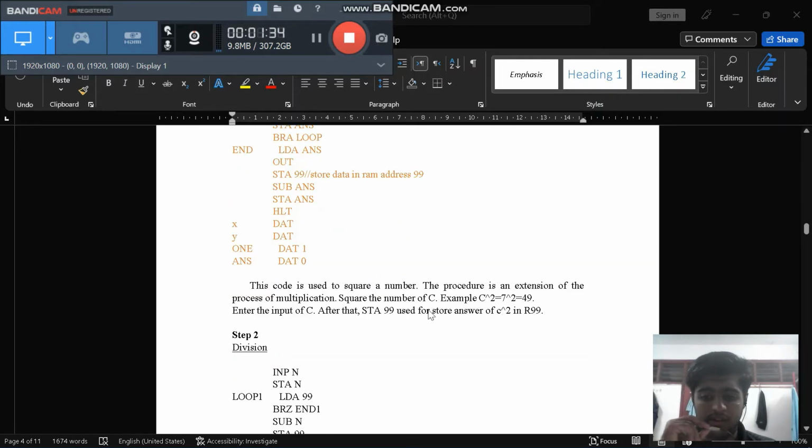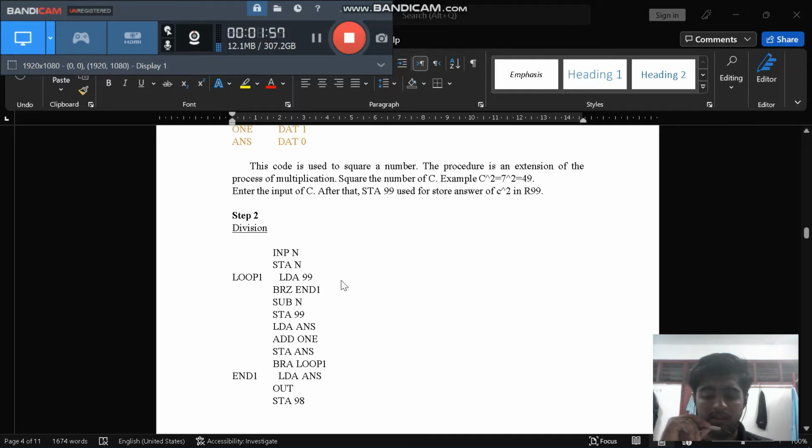Okay, because this code is used for the square number, for example c squared, we take the value of 7 and square it, we get 49, and enter the input into the c. After the STA 99, it stores the answer of c squared in R99, register 99.